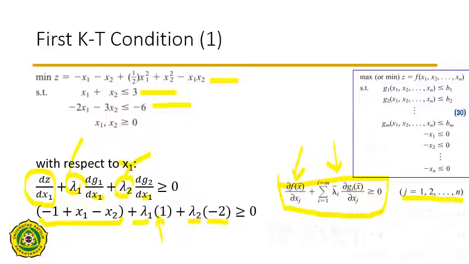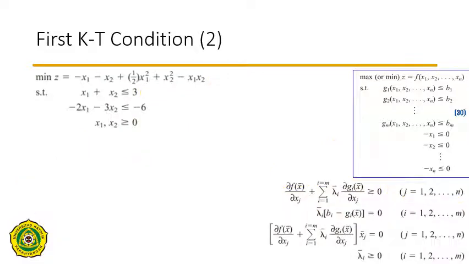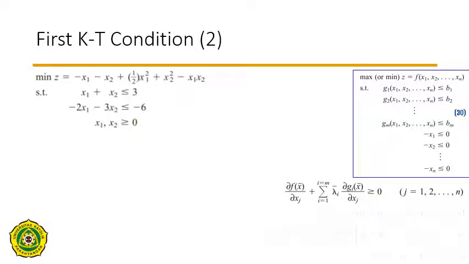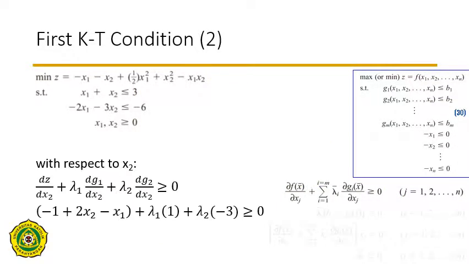Next, we are going to do the very similar thing with respect to x2. Okay, so again we focus on the first K-T condition. Now let's do the same thing with respect to x2. Take the derivative of z with respect to x2, derivative of the first constraint with respect to x2 times lambda 1, derivative of second constraint with respect to x2 times lambda 2. And this is the result, the first K-T condition with respect to variable x2.